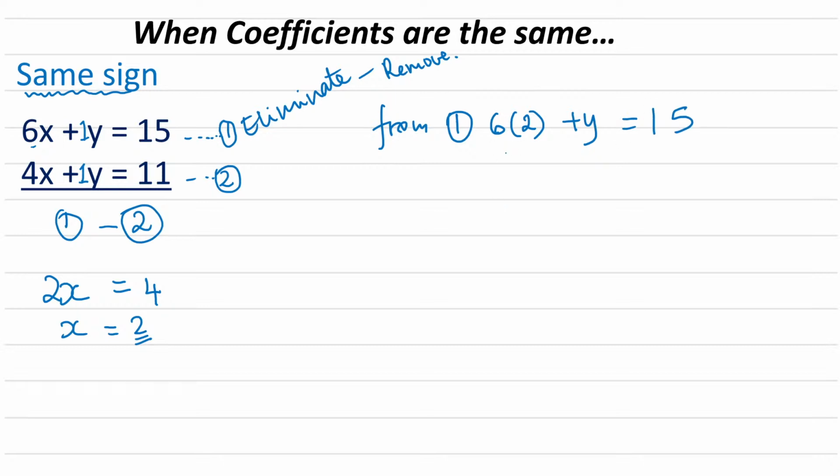So we multiply this out. 6 times 2 is 12 plus y equals 15. Then we remove 12 on both sides. Then we have y equals 15 take away 12, which is 3. So we now know x is equal to 2, y is equal to 3.